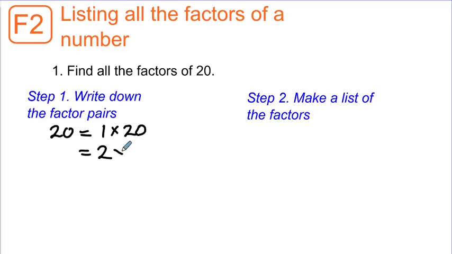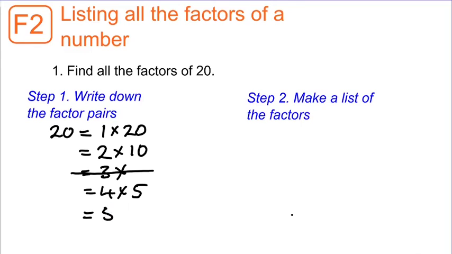Next, write down 2. 20 is 2 times what? 20 is 2 times 10. Write down 3 times, but 20 isn't in the 3 times table, so there's no factor pair there. Write down 4 times. 4 times 5 is 20, so 4 times 5 is a factor pair. Write down 5. Well, now we're going to get 5 times 4, but we don't want to count the same factor pair twice. We've got 4 and 4 and 5 and 5. We don't want to double count, so there's no extra factor pair there.